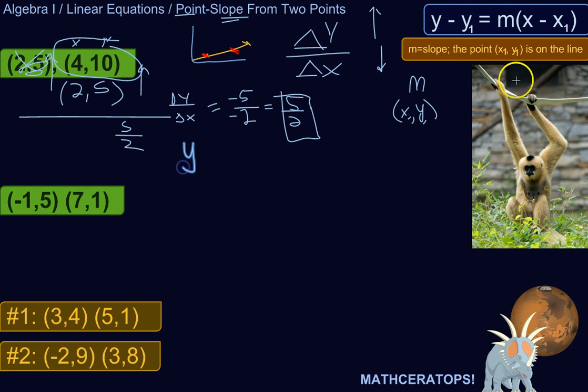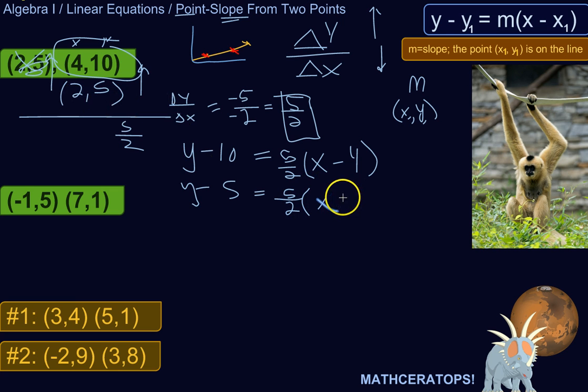So the point slope form says y minus the y coordinate of the point that you've chosen, so 10 in this case. Y minus 10 equals the slope, which I figured was 5 over 2, times x minus the x coordinate of that point that you picked out. So there we go. I could have used the other point, you know, it would be y minus 5 equals 5 over 2 times x minus 2. That would work.